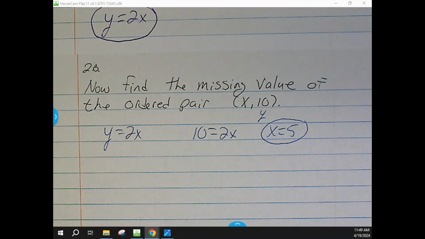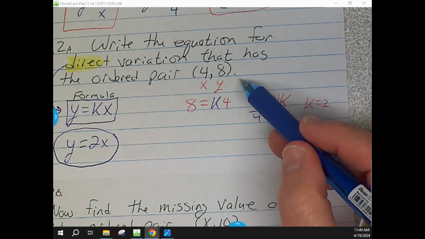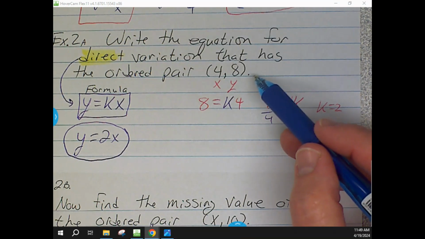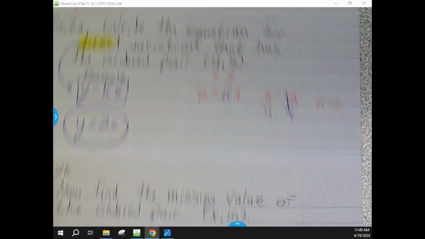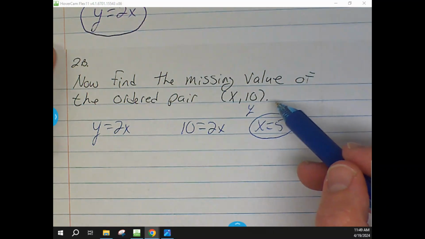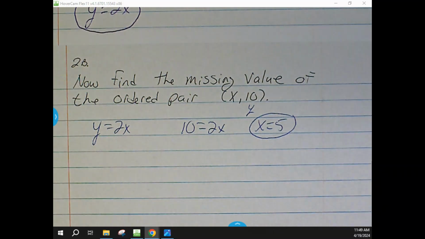Okay. The only thing they might do different, they may word it just a little bit different, but no matter what you do, it's always the same thing. They should give you at least one ordered pair that you have. And then once you've got the ordered pair, use that to figure out what your k value is, which gives you the equation. And then they'll give you a second ordered pair that you then find the missing value. So no matter how they word it, they'll all be set up along those same lines.